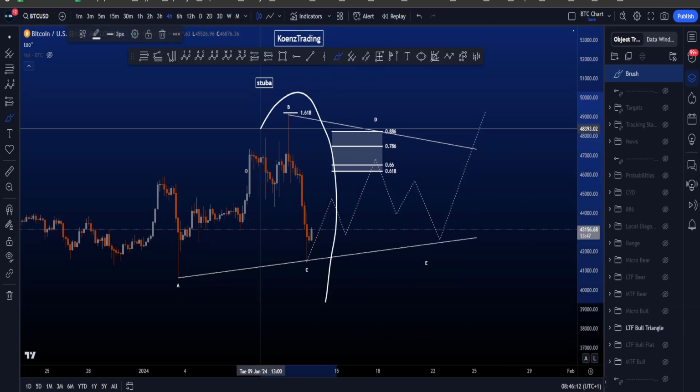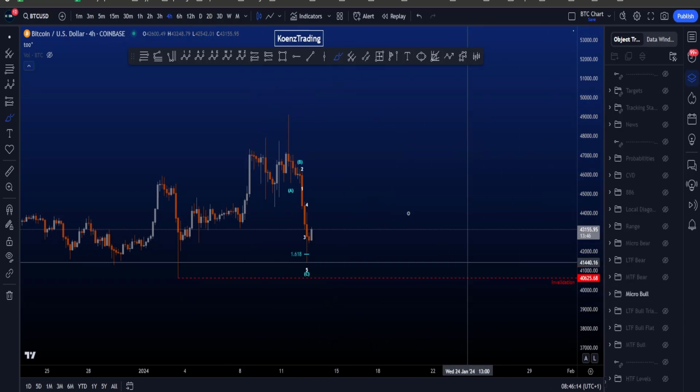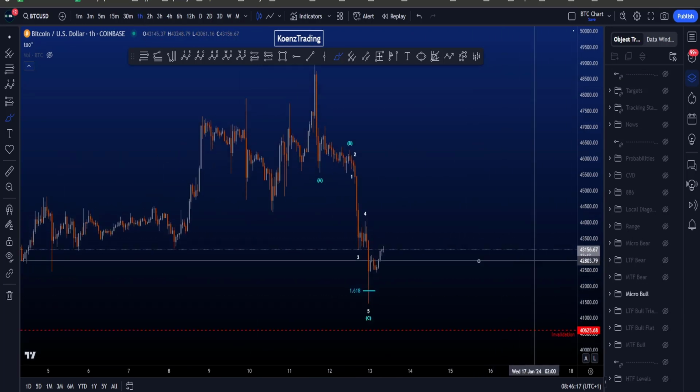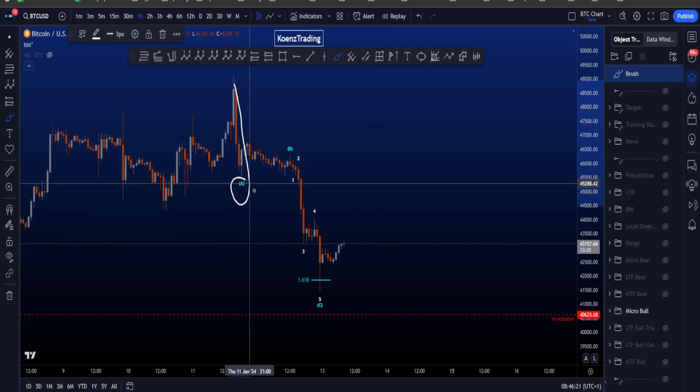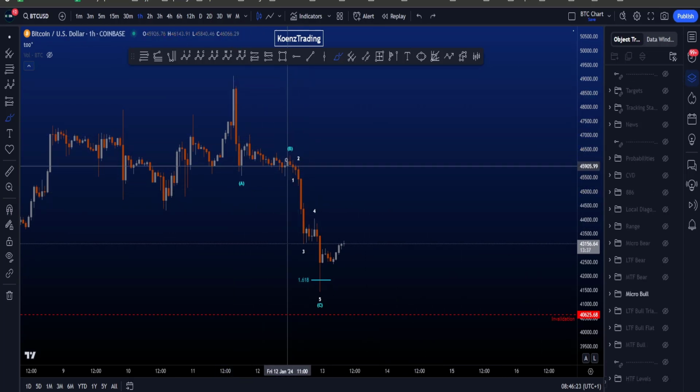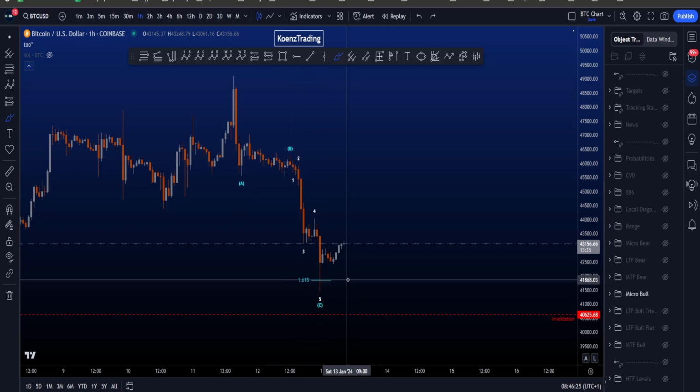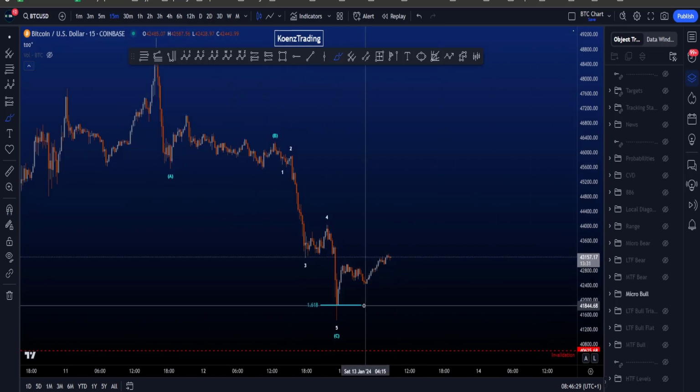For this scenario, we of course want wave C to be a 3-wave structure in an A, B, C to the downside, which then leads us to this scenario here, where we then have a wave A to the downside, a wave B, and then a 5-wave move to the downside in a wave C, where the 1.618 is a target for a wave C, and as you can see, nicely respected.